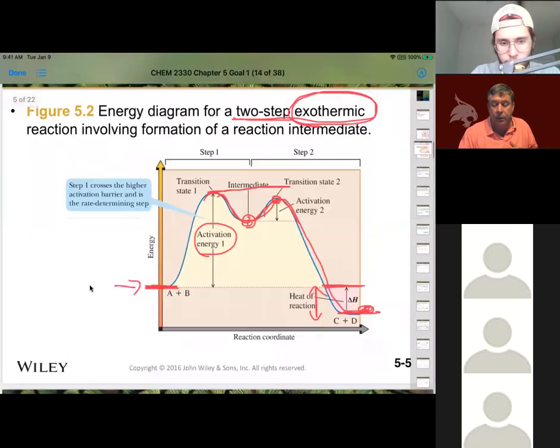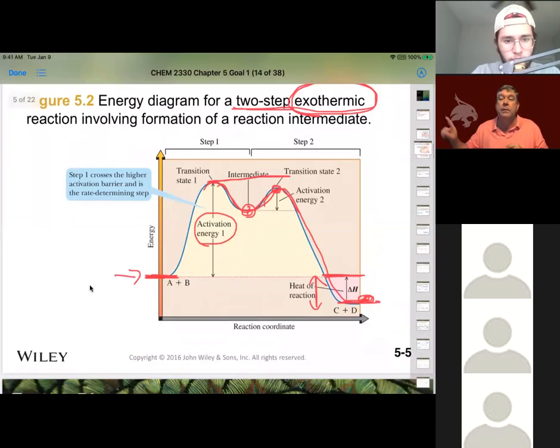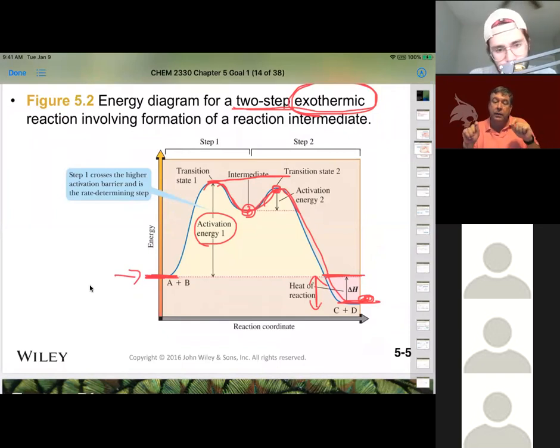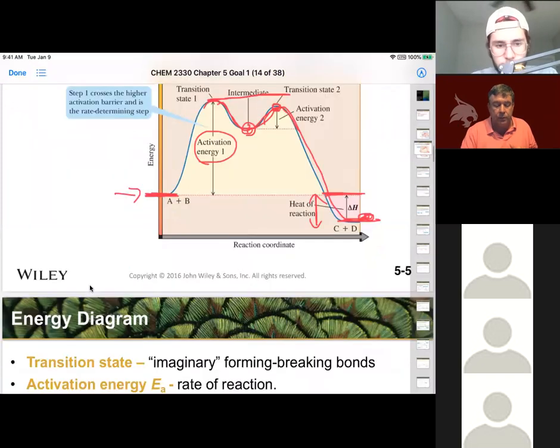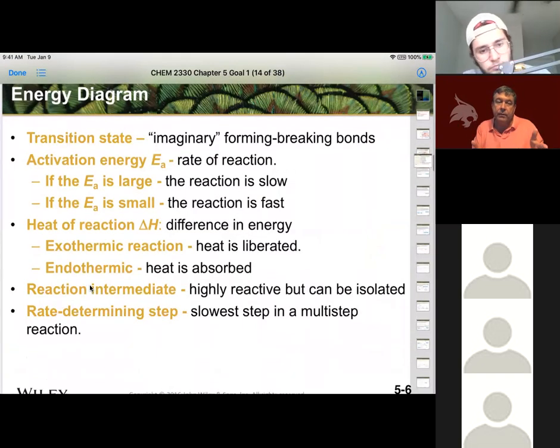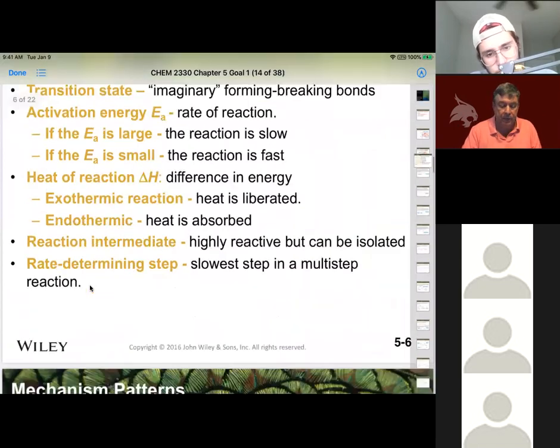And if there is 1 hump, we only have 1 step in the reaction. If there are 2 humps, it has 2 steps in the reaction. And so each step has its own individual activation energy. Okay, so these are the words that we wanted to define. Make sure you understand what the definitions of these individual words are. And I believe they're sprinkled in the homework as well, so you should get some practice there.